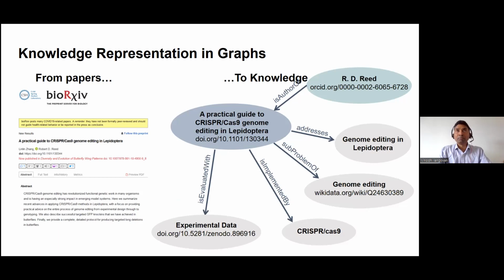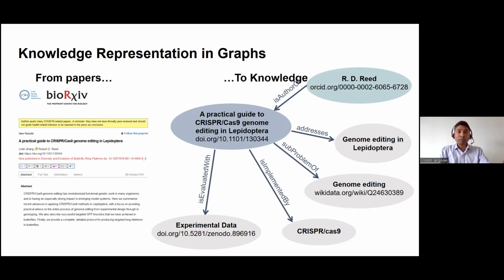Lepidoptera are the group that the butterflies belong to, and it is a sub-problem of genome editing, which has a Wikidata entry, and it is implemented by the technology called CRISPR-Cas. And if you want to evaluate it, then you have the experimental data that is linked together.